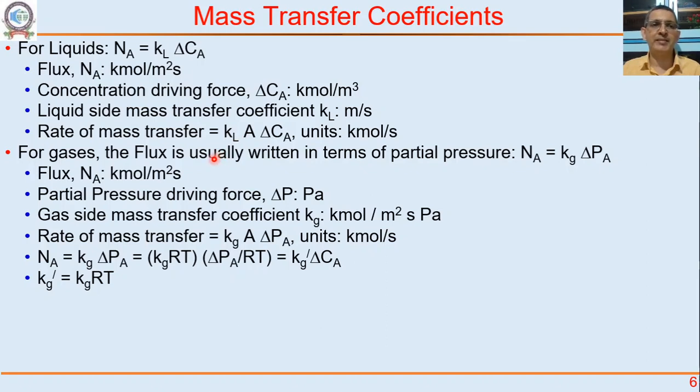Now for gases, flux we can write in terms of the driving force, either in terms of concentration or in terms of partial pressure. So flux NA, in terms of partial pressure driving force, then the unit of kg would be kilomoles per meter square per second per Pascal.